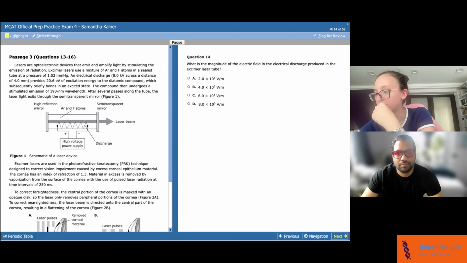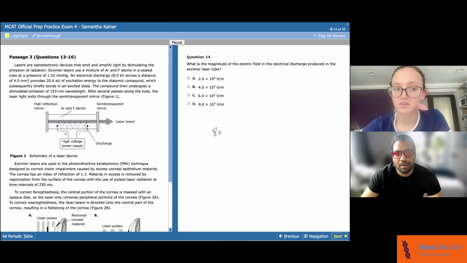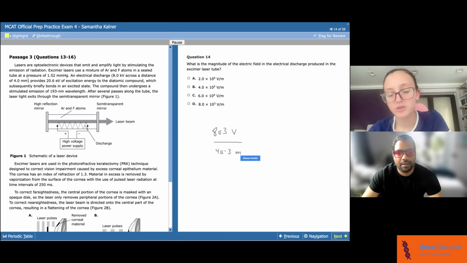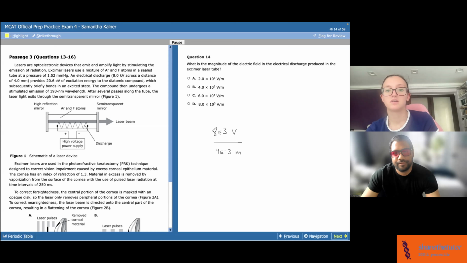So kilo makes it 8 times 10 to the 3. And then in the other direction, it's -3. So if you divide them, it'll be 2 times 10 to the 6th, which is A.